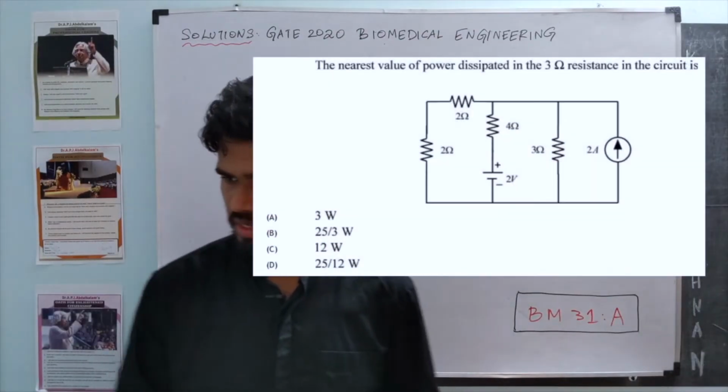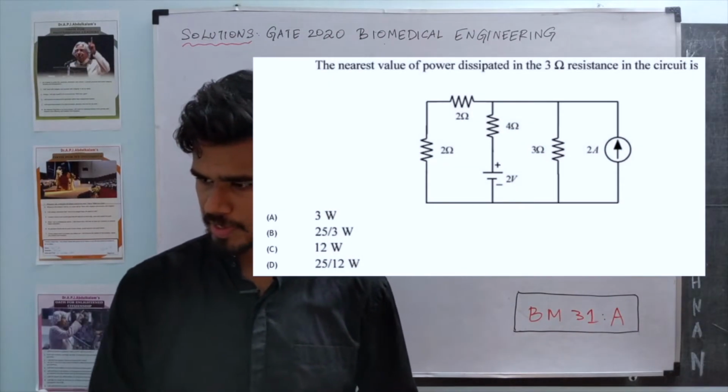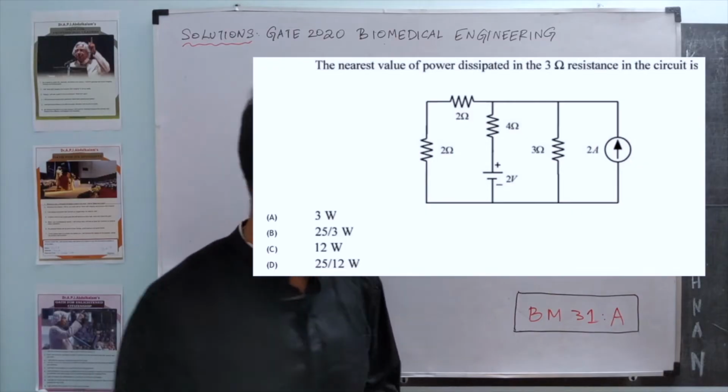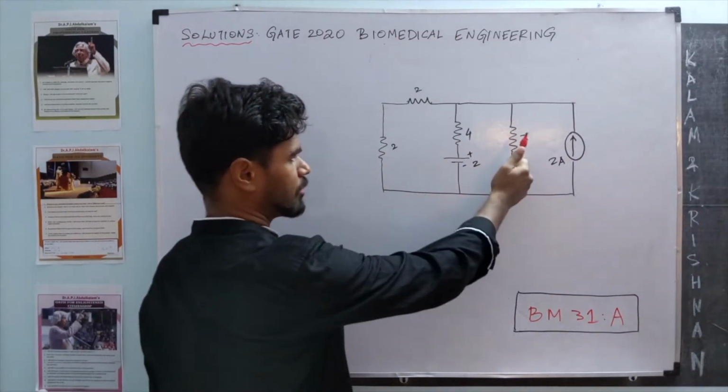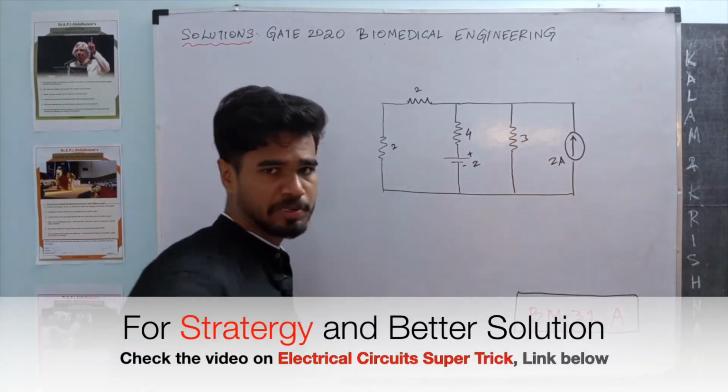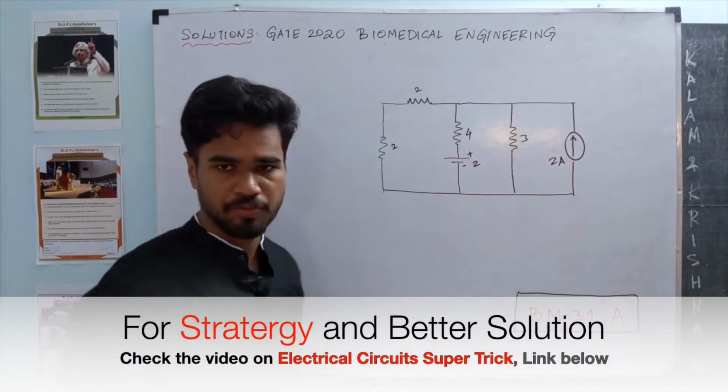31st question. The nearest value of power dissipated in the 3 ohm resistance in the circuit is. So we are given a circuit, we have a 3 ohm resistance, and we need to find the power dissipated in it. I'm going to solve it in a straightforward approach.